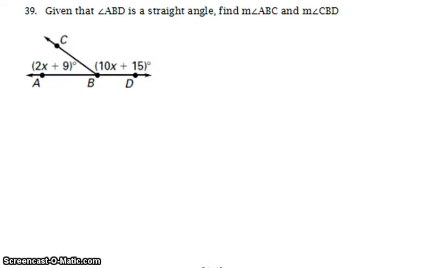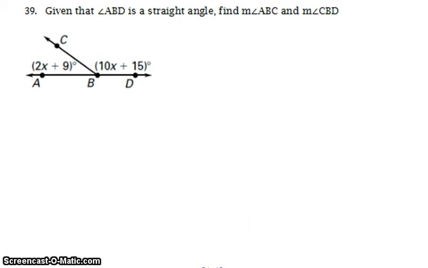All right, starting with number 39 from the Chapter 1 test review. Let's try to solve this. We're supposed to find the measure of the angles indicated. So number 39 says, given that angle ABD is a straight angle, find the measure of angle ABC and the measure of angle CBD. Well, they gave us some good information, some needed information in that statement.